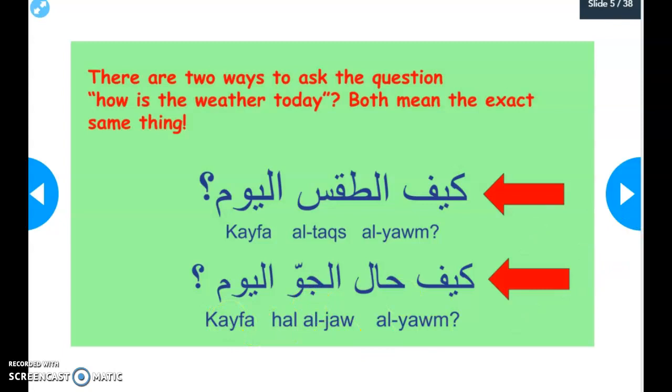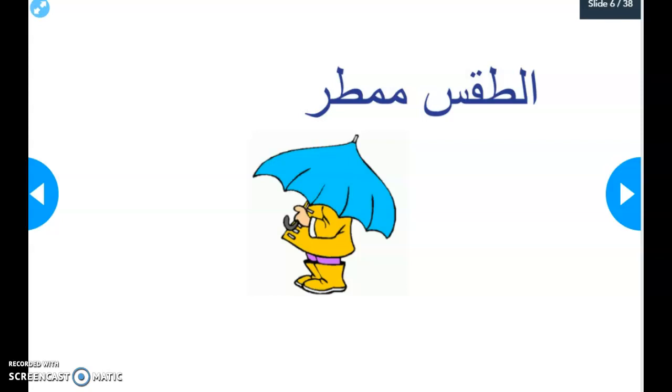First slide we're going to look at is الطقس ممطر. The weather is rainy. We all know that al-taqs is the weather, and ممطر is rainy. Again, we can say al-jaw mumtir, but this one here says al-taqs mumtir.